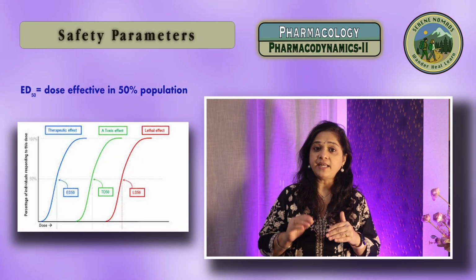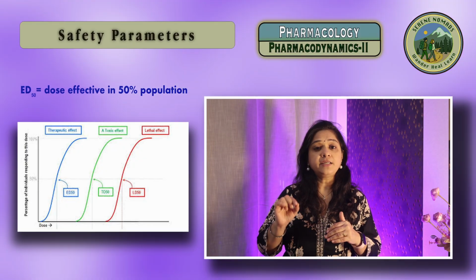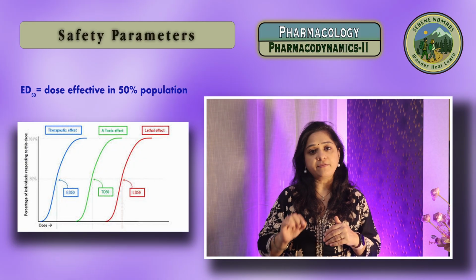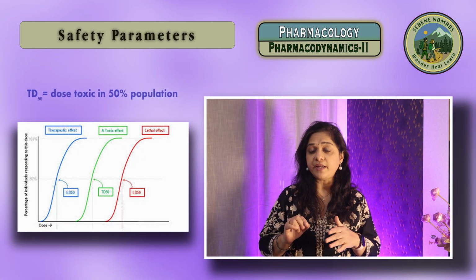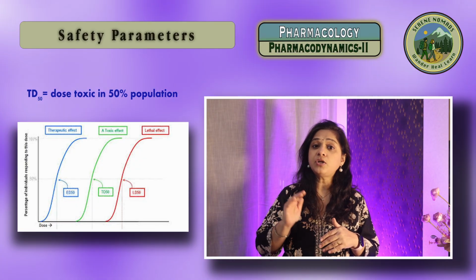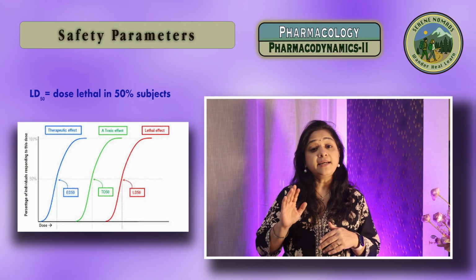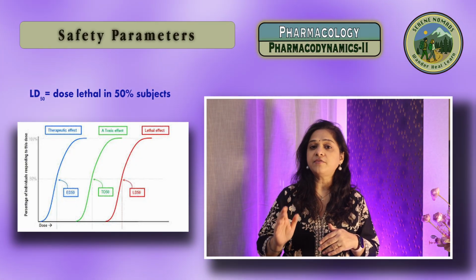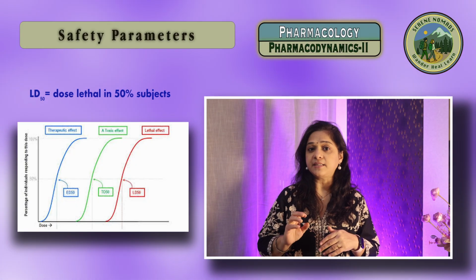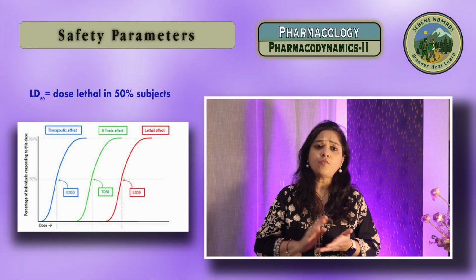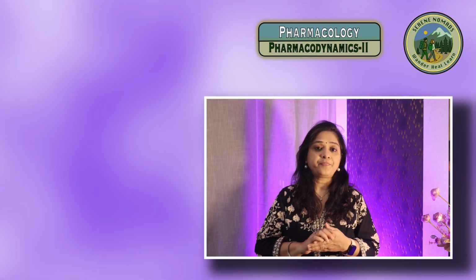These help us define ED50. It is the dose for a 50% effective response. TD50 is the dose for a 50% toxic response, while LD50 is the dose that is lethal in 50% of subjects in animal studies. Now we will see what therapeutic index means.